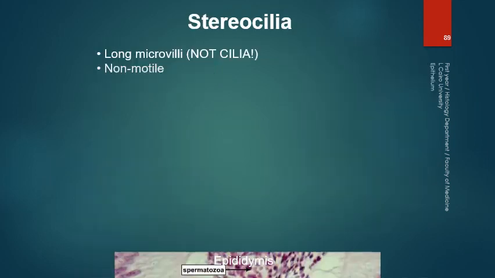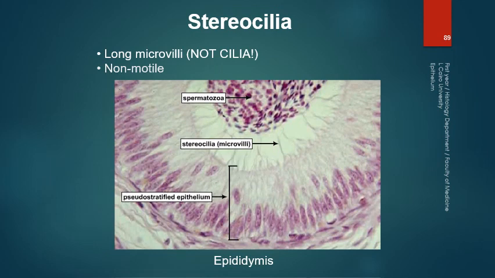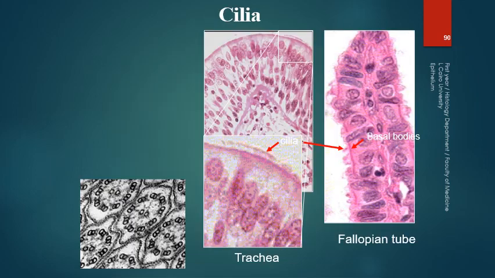Stereocilia are not true cilia. As you know, cilia are long and microvilli are short. Here I see something long, so I called it cilia. But actually it does not move, and it is formed of actin filaments, so it's called stereocilia or long microvilli.